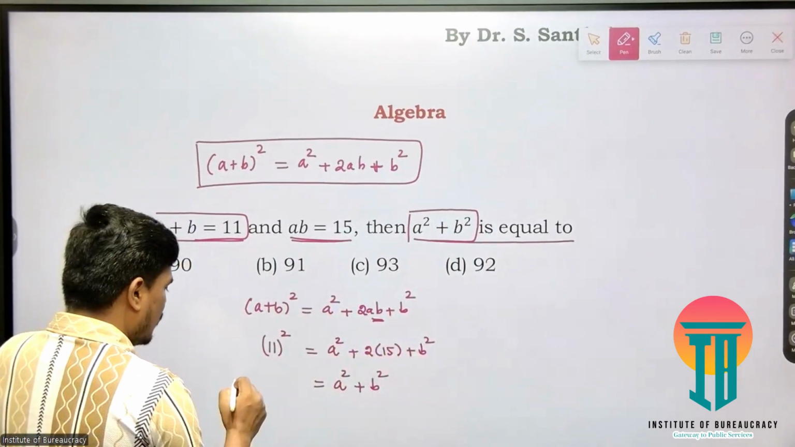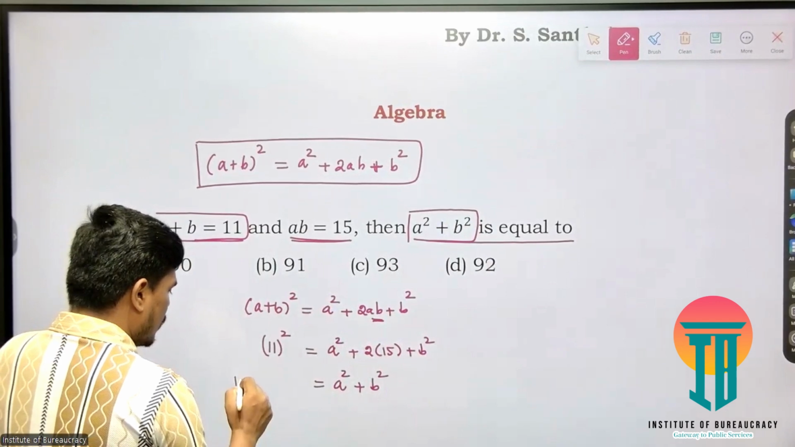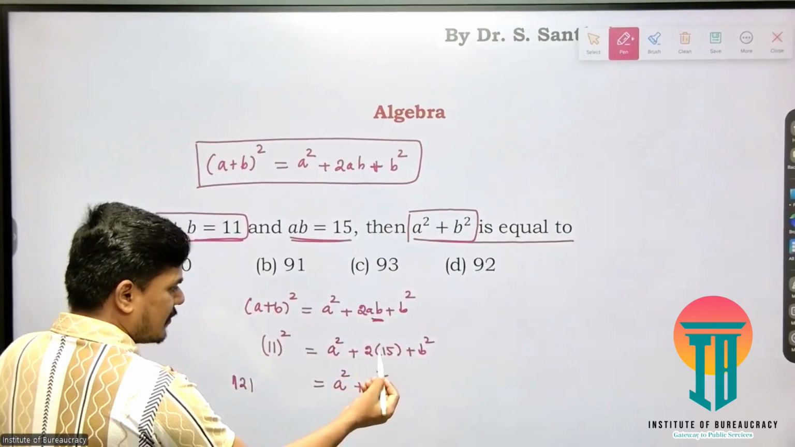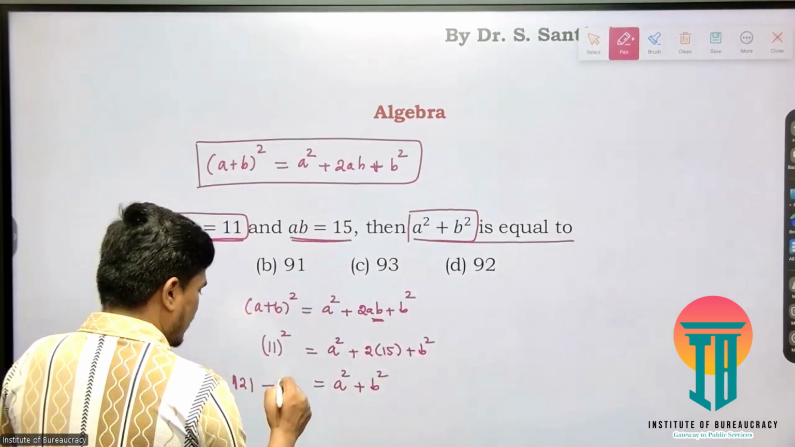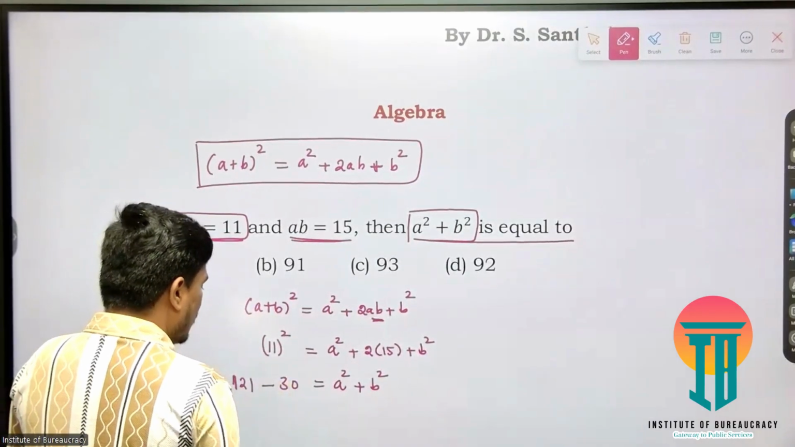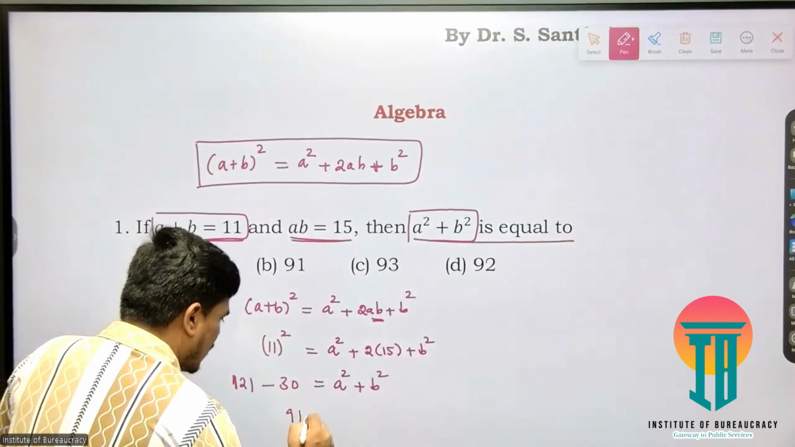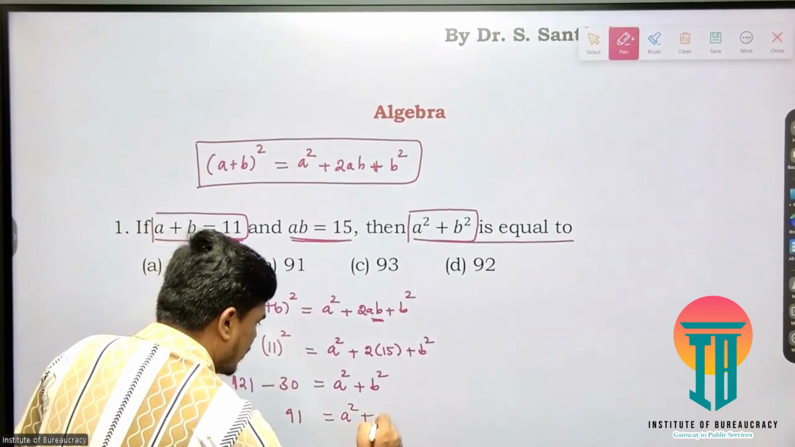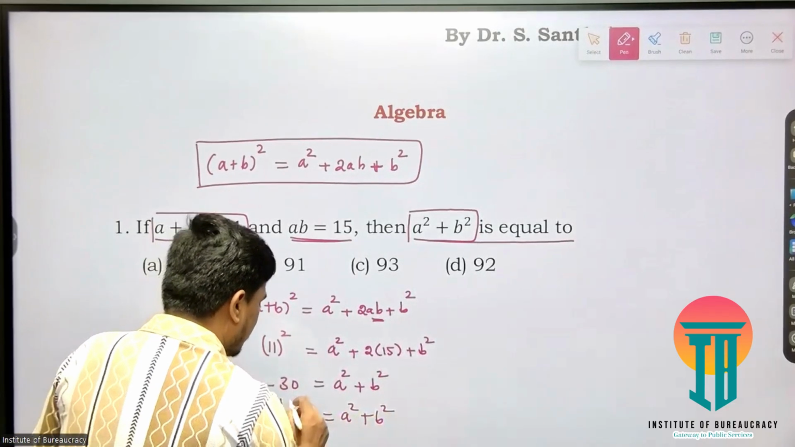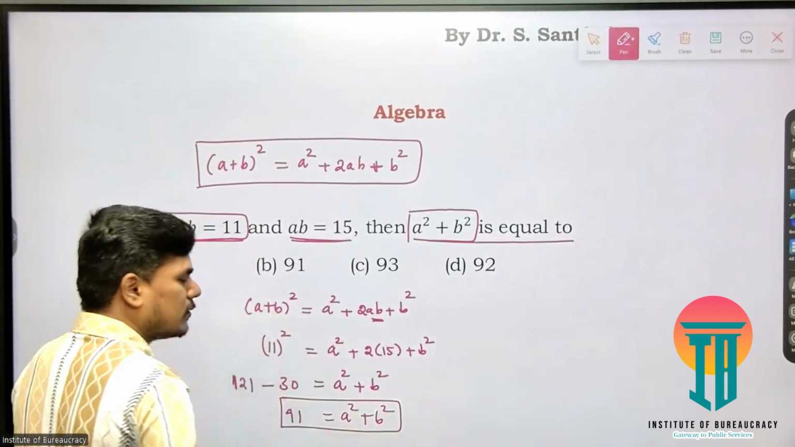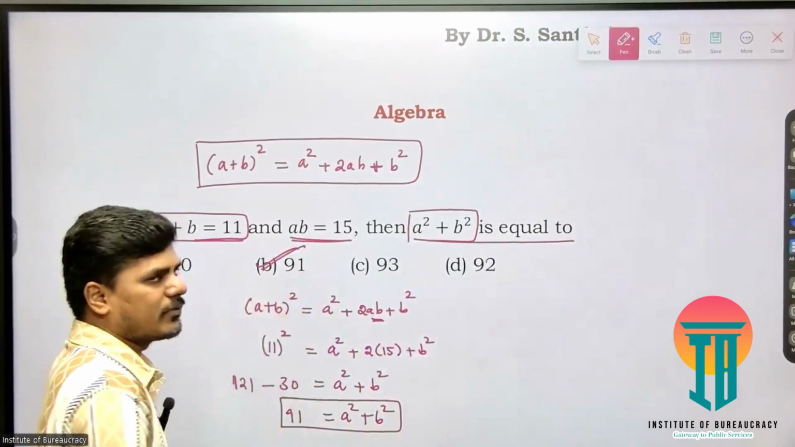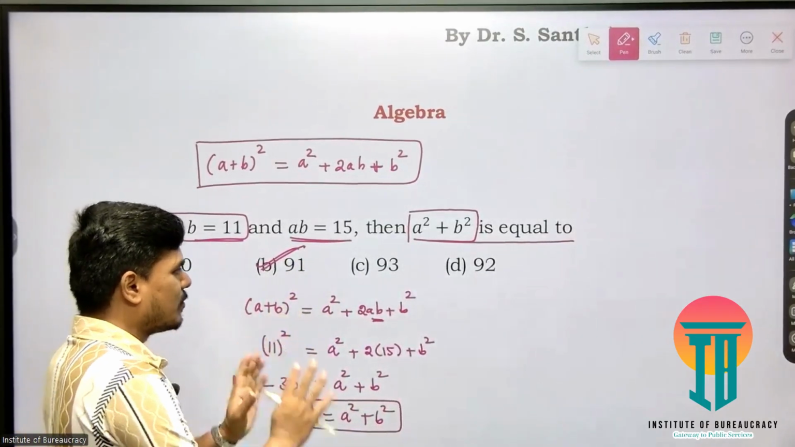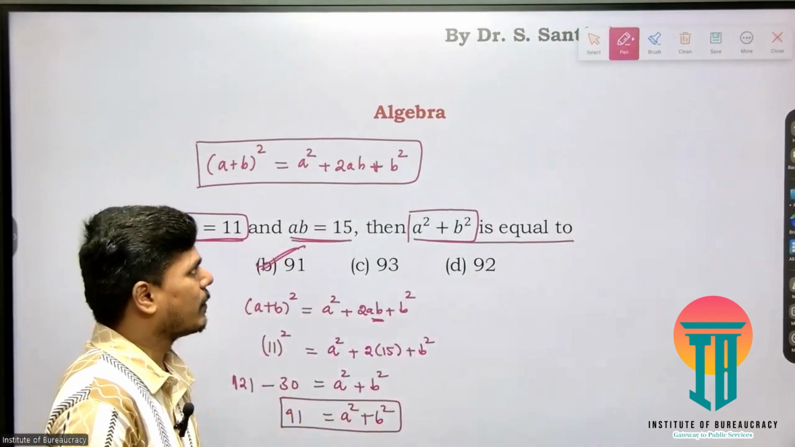11 square is going to be 121, and you bring this 2 into 15, which is 30, to the left hand side. If you remove 30 from 121, it's going to be 91, which is equal to a square plus b square. So a square plus b square is 91. In the options they have given, option D is 91. It's very simple. Just apply the formula, and you'll get the answer.